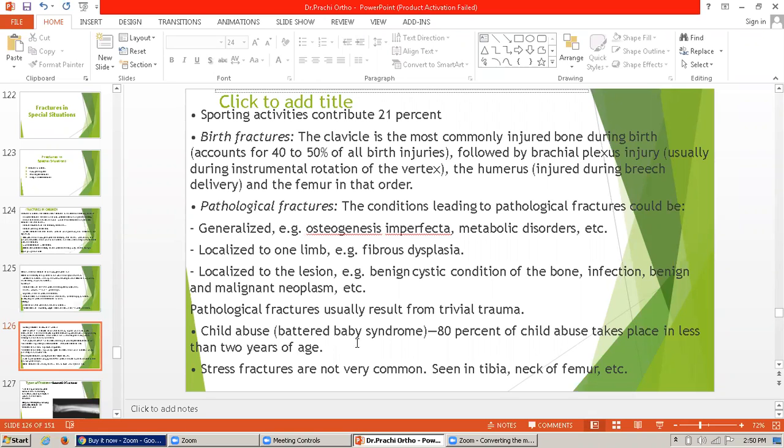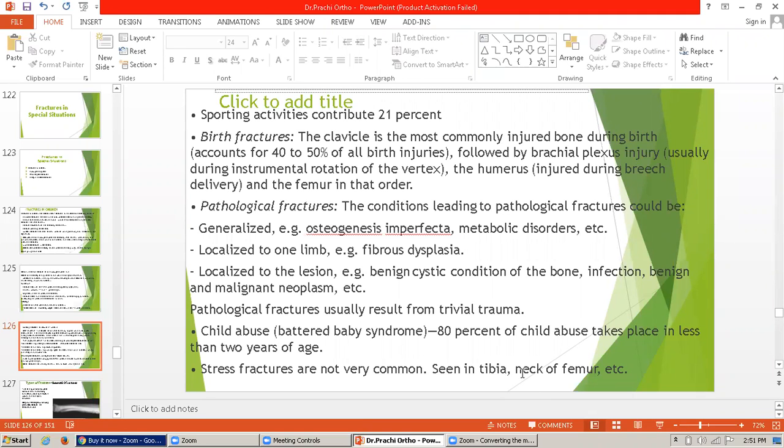Child abuse, that is battered baby syndrome, in 80% of child abuse takes place in less than 2 years of age. And stress fractures are not very common, which is seen in tibia and neck of the femur.